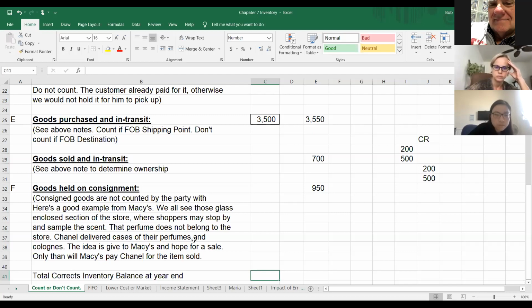When Macy's was here, you walk into Macy's, remember they had the perfume bars downstairs as soon as you walk in? Those glass rectangles with the ladies schlepping perfume. That perfume did not belong to Macy's. It belonged to Chanel or Lanvin or some perfume company. The way it works is Chanel says, here are 100 jugs of perfume. See if you can sell them, Macy's. Macy's sells one of those jugs for, say, $1,000, and then they pay us $400 for it. Consigned inventory. We must count our consigned inventory that's out.